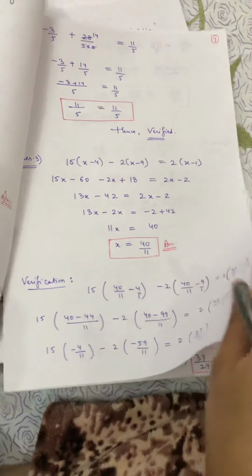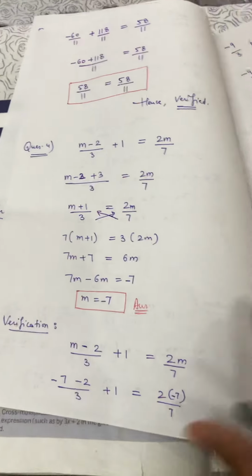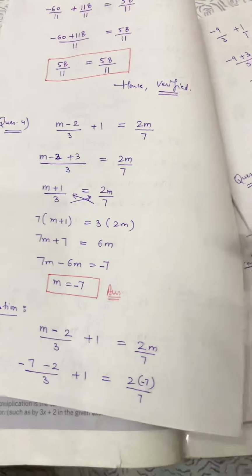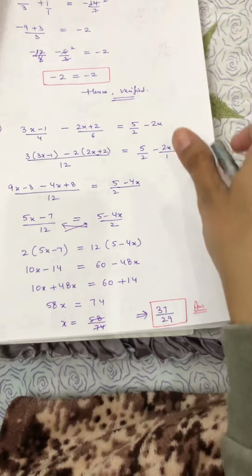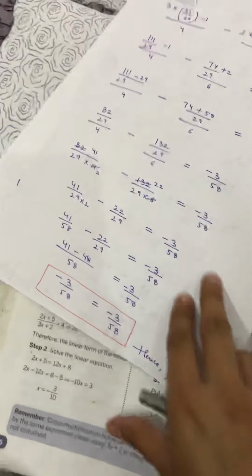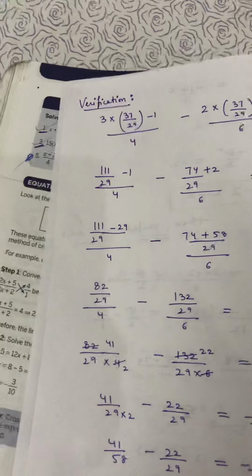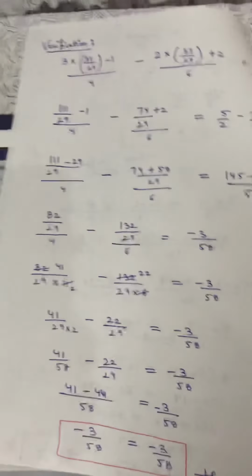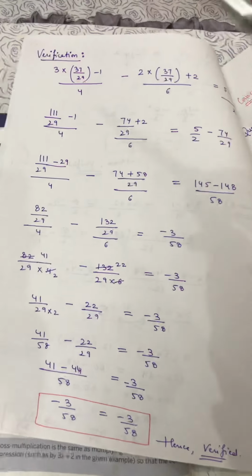Similarly, this fourth question, right? Verify also. All are equal. Sixth question. The fifth is homework. Take out your answer of x and then put it in the verification. Some questions of this 8.3 exercise are a bit lengthy because they are given in fractions.